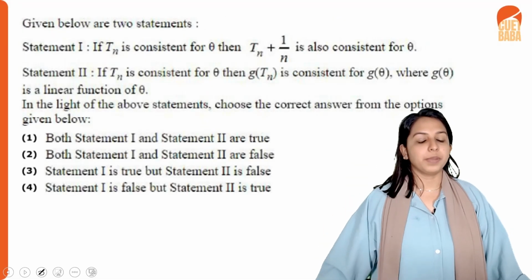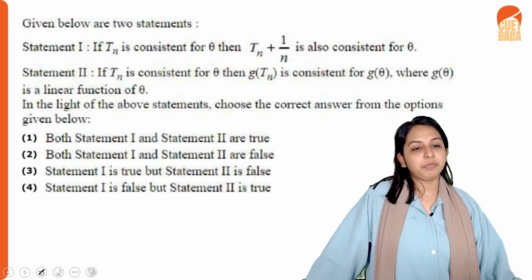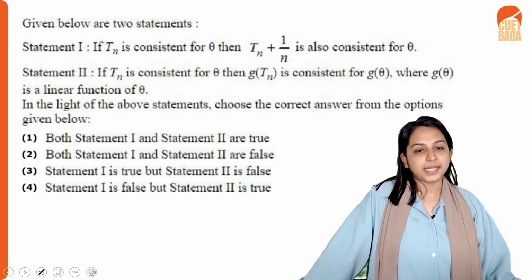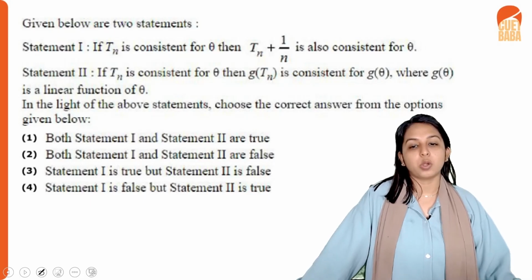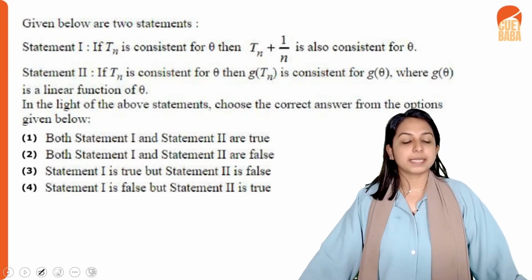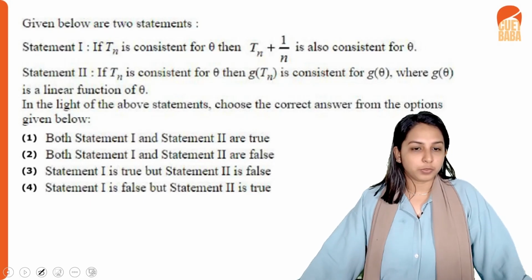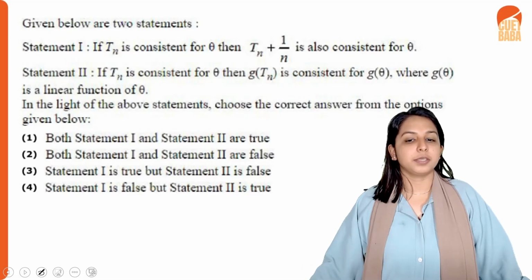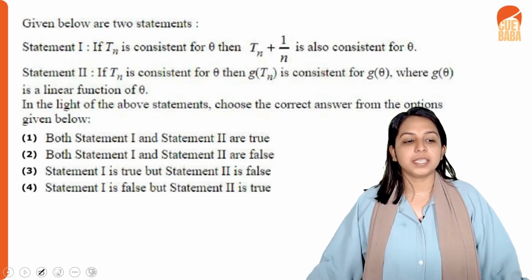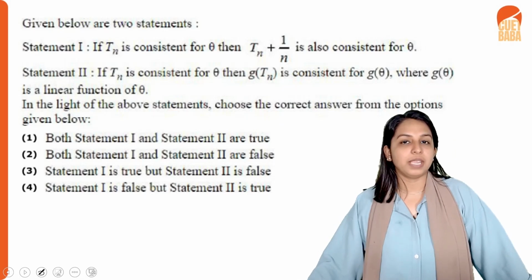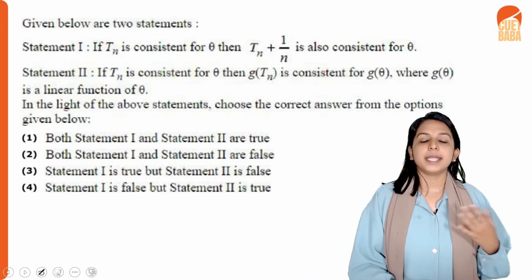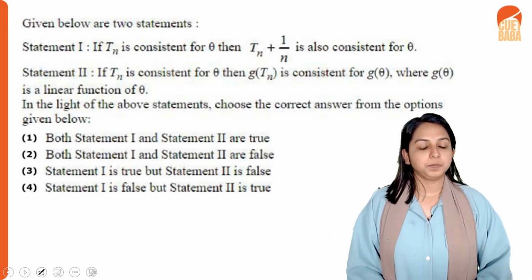Again, we have two statements here. Statement 1, if Tn is consistent for θ, then Tn plus 1/n is also consistent for θ. And statement 2, if Tn is consistent for θ, then g(Tn) is consistent for g(θ), where g(θ) is a linear function of θ.